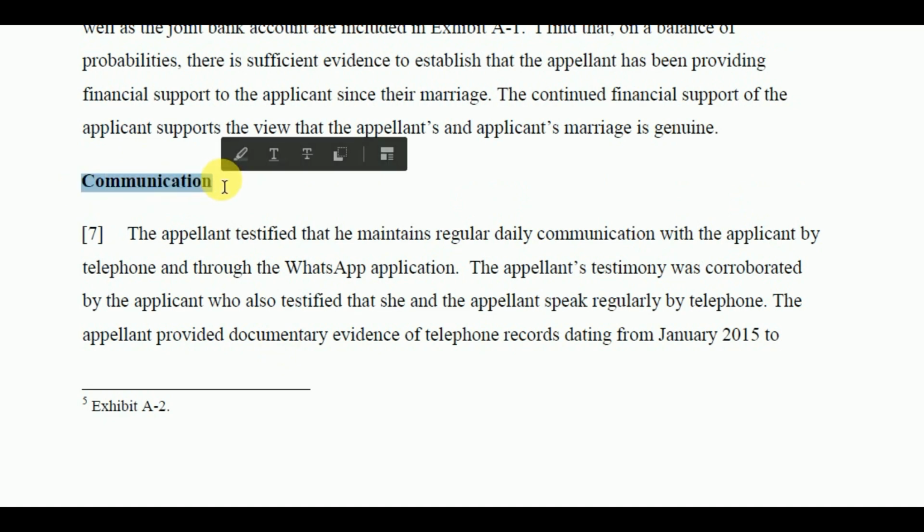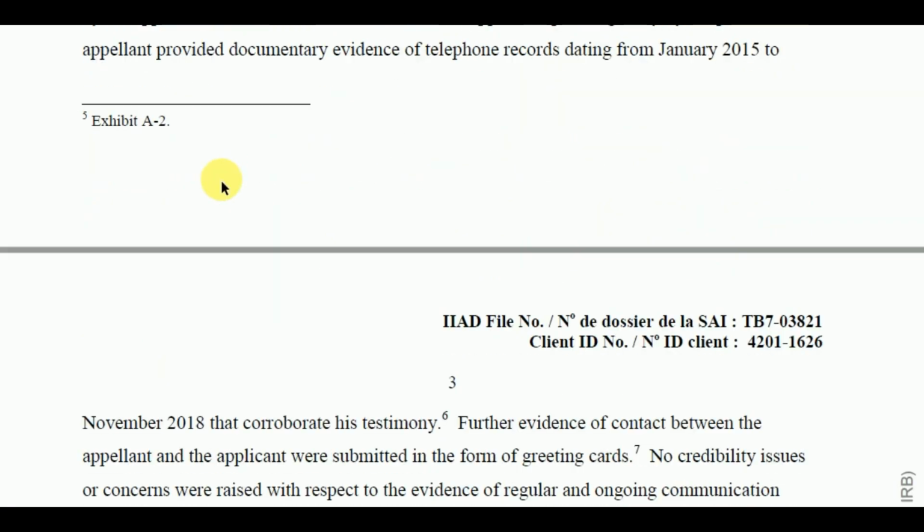See, this is just an example. Every case will be different. I won't say it might be different, it will be different for sure.